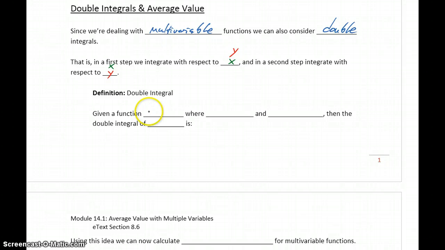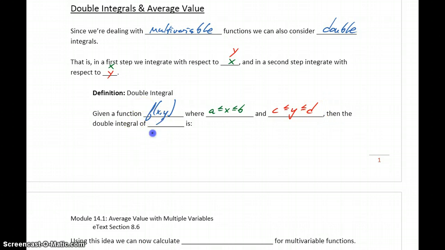So we can define a double integral for some function f of x y, where a is less than or equal to x, is less than or equal to b, and c is less than or equal to y, is less than or equal to d. So this part we're used to seeing: x is bounded between a and b, which gives us the bounds for our definite integral. Now we're introducing two new letters as the upper and lower bounds for y when we integrate.